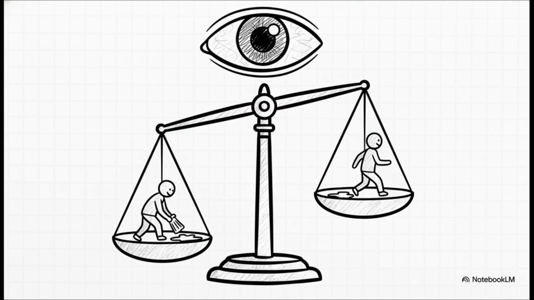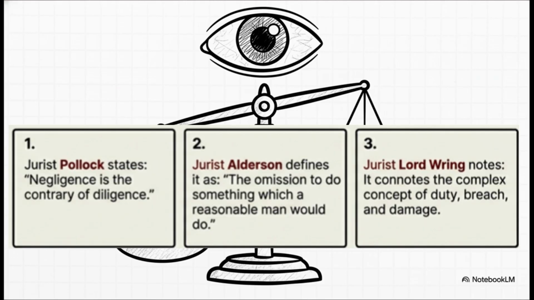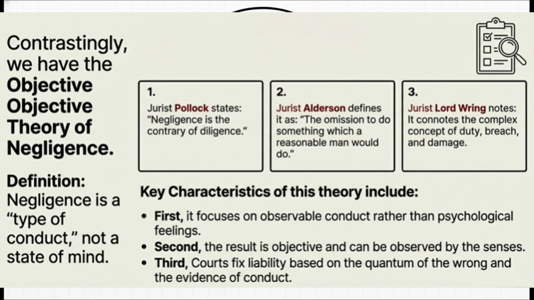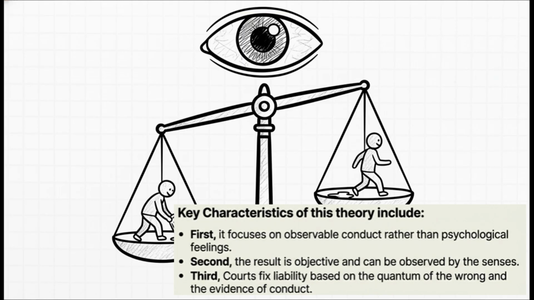In direct contrast, we have the objective theory. This theory is not concerned with trying to read anyone's mind. Instead, it defines negligence as a type of conduct. Jurists like Pollack and Alderson argue that the focus should be purely on a person's observable actions. The crucial question here is not what the defendant was thinking, but what a hypothetical reasonable person would have done in the same circumstances. If the defendant's conduct falls below that objective standard, then they are considered negligent. As you can imagine, this approach is often more straightforward for the courts, as it relies on judging observable behavior rather than speculating about a person's internal mental state.